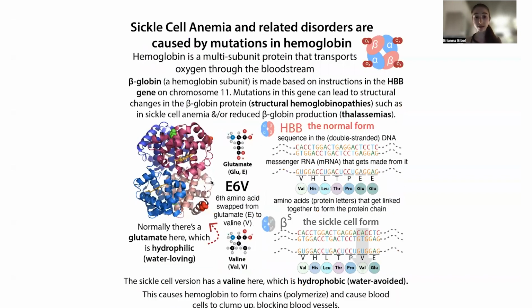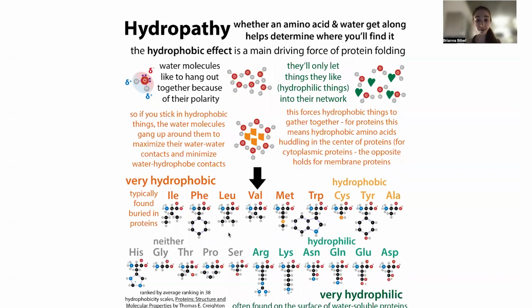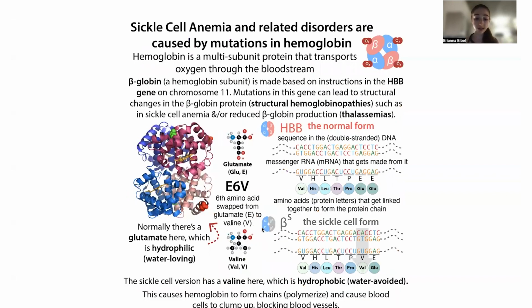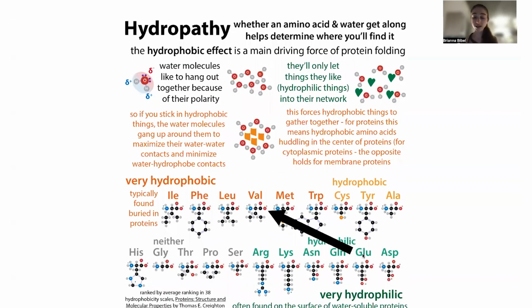And what happens in the case of sickle cell anemia is there's a mutation in the gene for the beta globin subunit. This mutation is going to swap out a glutamate, a negatively charged amino acid, for a valine. Valine that we just talked about. And this is a dramatic change because we're going from one of the most hydrophilic, one of the most water loved, to one of the most hydrophobic, one of the most water avoided.